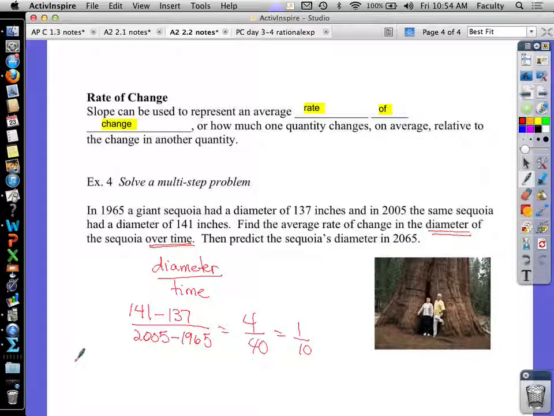Now, what does the 1 over 10 actually represent? Carmel? That it grew 1 inch every 10 years. Awesome. 1 inch every 10 years. So big idea here, slope is the same thing as average rate of change, okay? So anytime you see rate of change, you want to think slope.